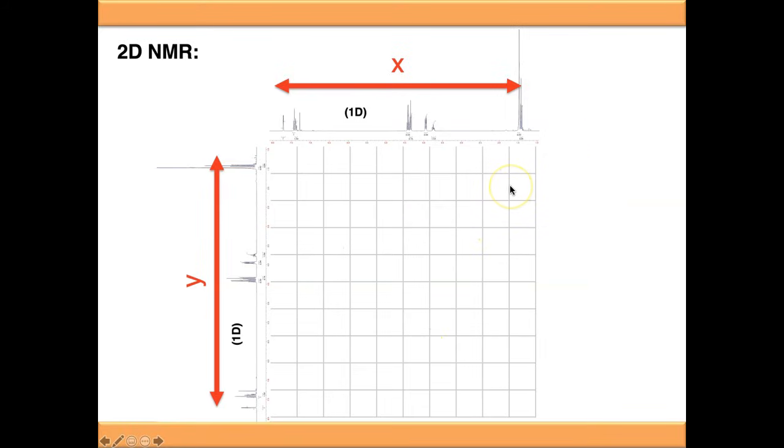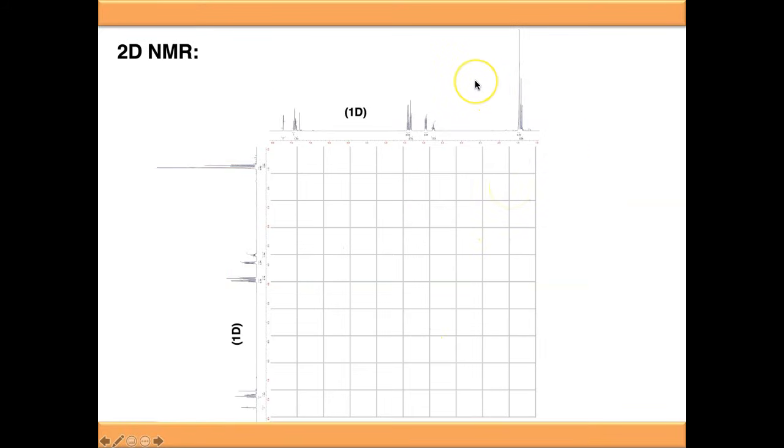But we're essentially looking for correlations between the two spectra that we're plotting against each other. So in this case, they're both proton, but they could be different one-dimensional NMR spectra. So signals will appear like this, and we read them by basically plotting where they appear on the x-axis to where they appear on the y-axis, and that tells us about the interaction between those two signals. So it's telling us that this signal here is interacting with this one. Similarly, this signal over here is interacting with this one.